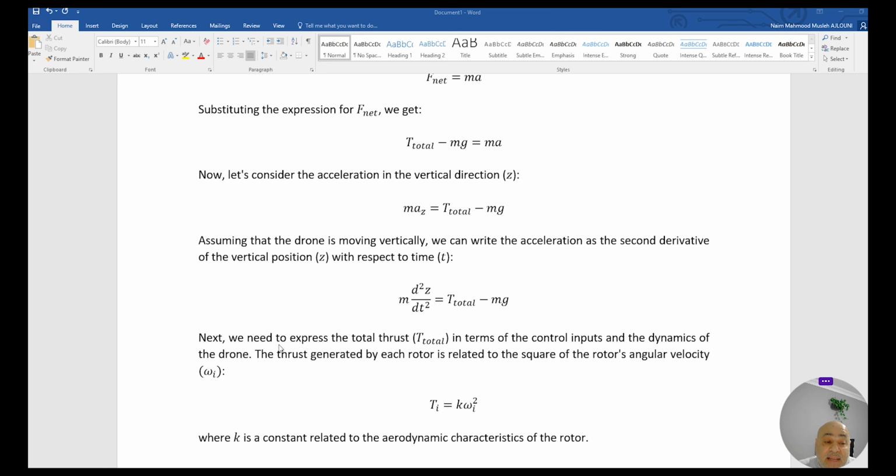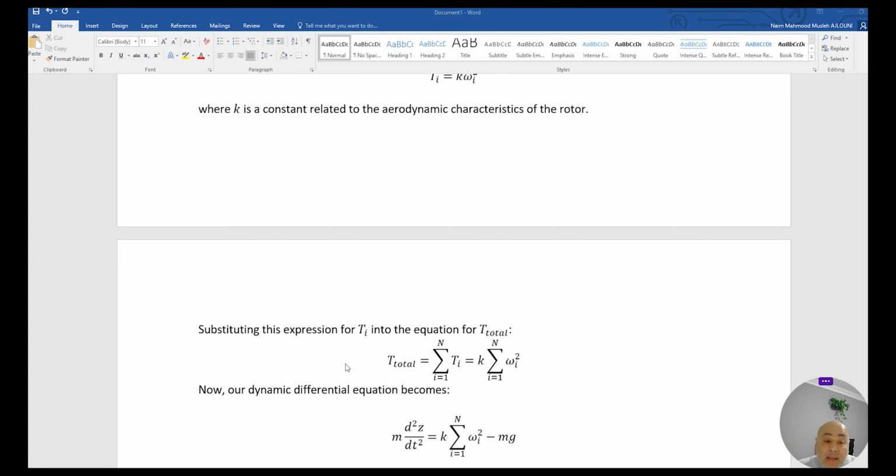Then we can say that to express the total thrust in terms of control inputs and the dynamics of the drone, we need to take into consideration the angular velocity. The thrust generated by each rotor is related to the square of the rotor's angular velocity. Therefore, I can say that Ti is equal to k wi squared, where k is the constant related to the rotor.